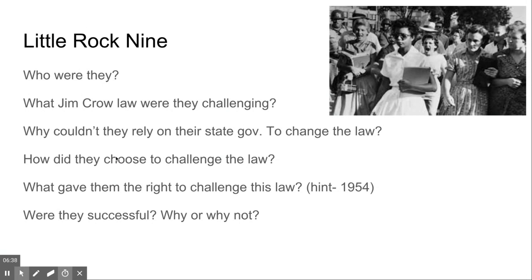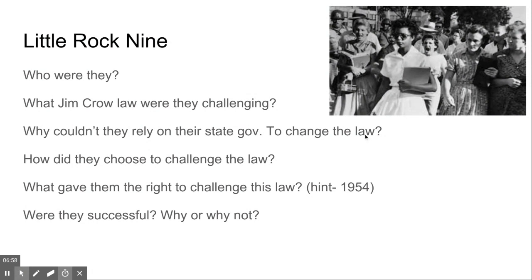One of our case studies in this is the case study of the Little Rock Nine. They live in Little Rock, Arkansas, which is a southern state that has Jim Crow laws. There are 9 high school students that are seeking to challenge Arkansas state law requiring them to be in segregated schools. Why couldn't they rely on their state government to fix this for them, to change the law?